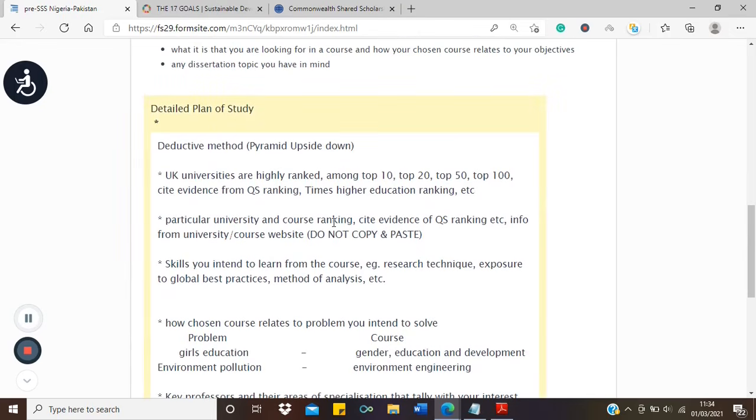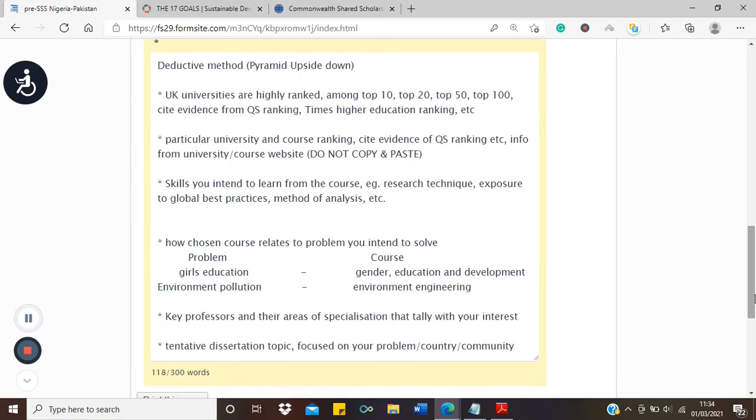So detailed plan for study, that's the theme of this one. So another deductive method here, a pyramid upside down. So you start with the broad, then you go to the particular. Very broad initially, then you narrow down, like a pyramid upside down. So with the broad, let's begin.